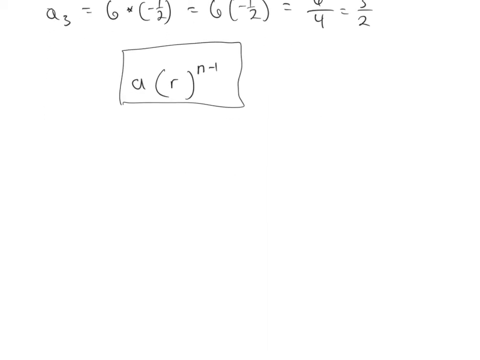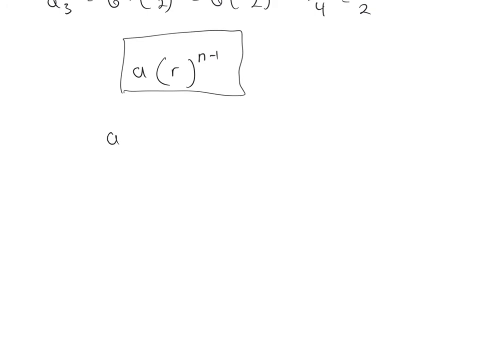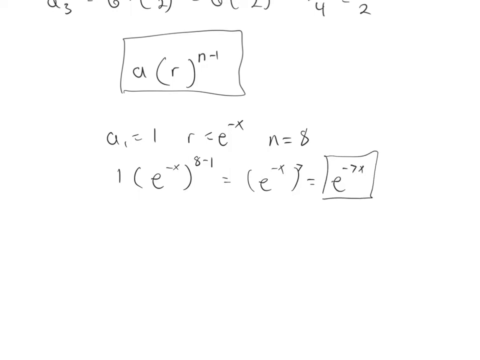Let's do another example of that. Let's say a sub 1 equals 1, r equals e to the negative x, and n equals 8. I just have to plug it into my formula. This is 1, r is e to the negative x, just keep that whole thing in. And then we do 8 minus 1. That is e to the negative x to the 7th power. And as we know, with an exponent you just multiply, so this is e to the negative 7x.